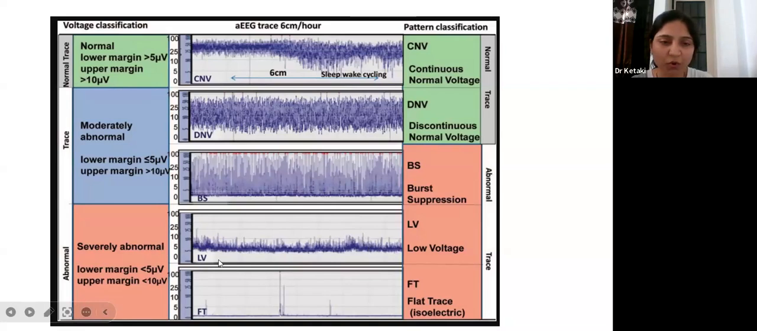This is just the photo I have taken from here. For the lower margin, you can see the machine itself will give you less than 5 for the lower limit, and the upper limit is less than 10. So it is somewhere low voltage. The prognosis of low voltage or a flat trace is not as good as other patterns. So this is one of the prognosticating markers. What we have seen in this photo is low voltage.